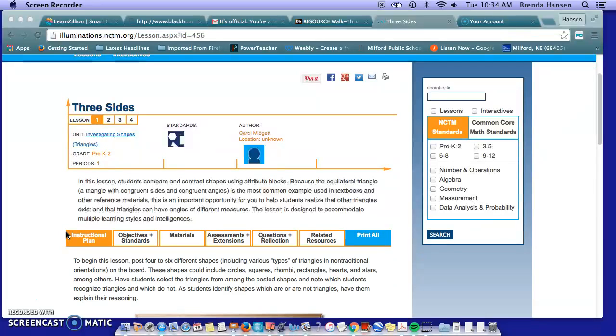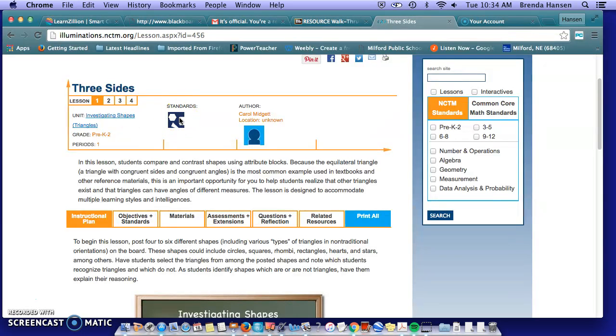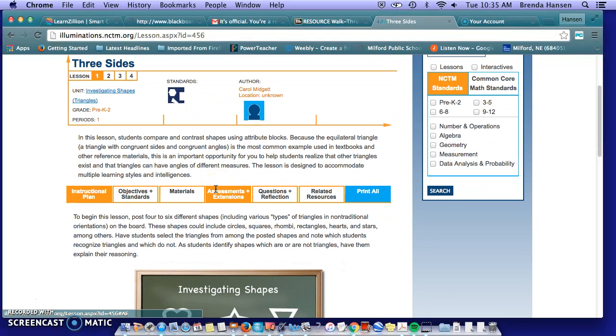At the very beginning, it talks about what we're doing and what unit it will cover. It's investigating shapes, and it gives you an idea of standards that it covers. And here's the author. So in this lesson, we compare and contrast shapes using attribute blocks and talking about equilateral triangles, making sure that all the sides are the same size, same shape.